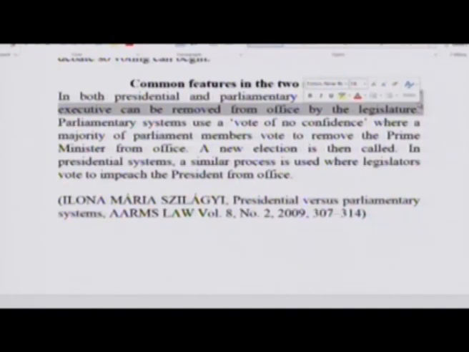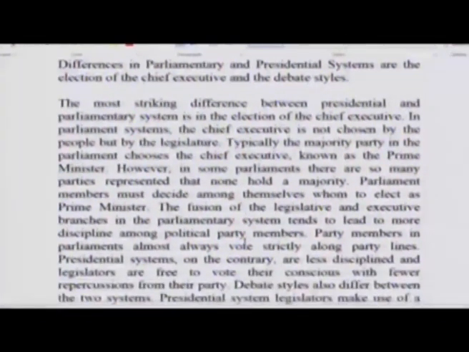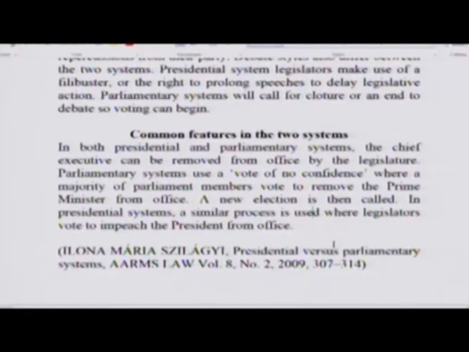So, as you can see here, the writer introduces the topic. The writer here is comparing parliamentary and presidential. The points of comparison are mentioned. Those things are discussed in detail here. There is a sub point here. So, about the chief executive, there are two sub points: how the chief executive is elected, and then the discipline of the legislative members. Then the second point is debate styles, and this is about common features. So, what happens in one system is immediately followed by what happens in the other system. So, this is how a comparison essay is drafted.